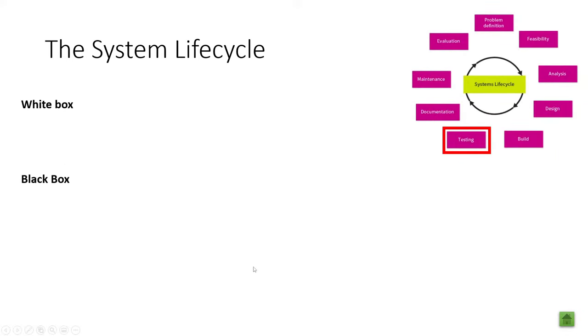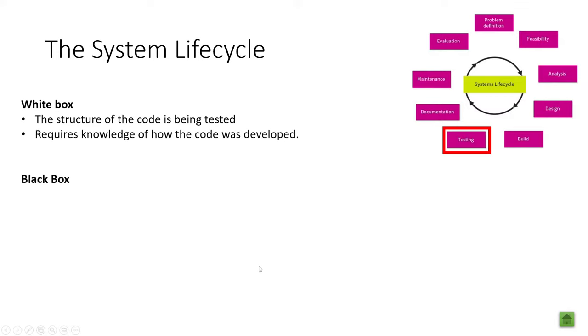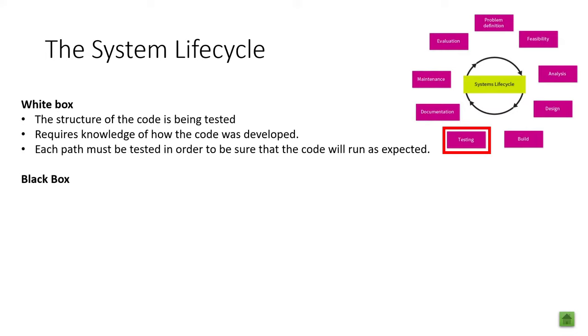Okay, so let's have a quick skim through these then. So white box testing, the structure of the code is being tested, and this is very, very early on. And it requires knowledge of how the code was developed. So it's done by the developers themselves. And each path must be tested in order to be sure that the code will run as expected. So it's detailed, it's done by the developers who wrote the code in the first place.